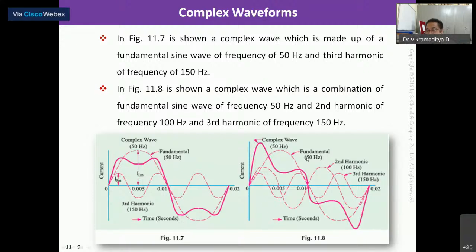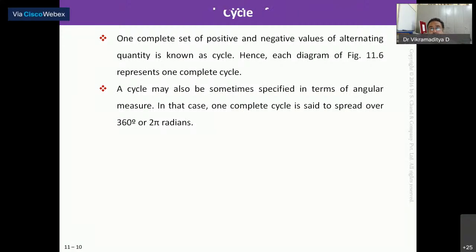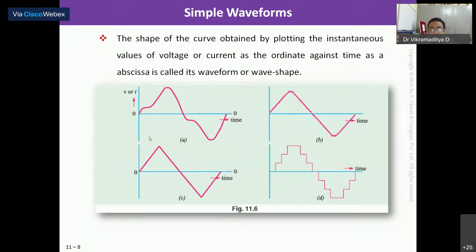Another, if 50 hertz is also present, 100 hertz, that is the second harmonic, is also present, 150 hertz, again it will get distorted. So what you see is that as frequencies get added to a fundamental waveform, the waveform gets distorted. So it is very clear that if the direction is changing in any voltage or current waveform, then we will call it an AC waveform.